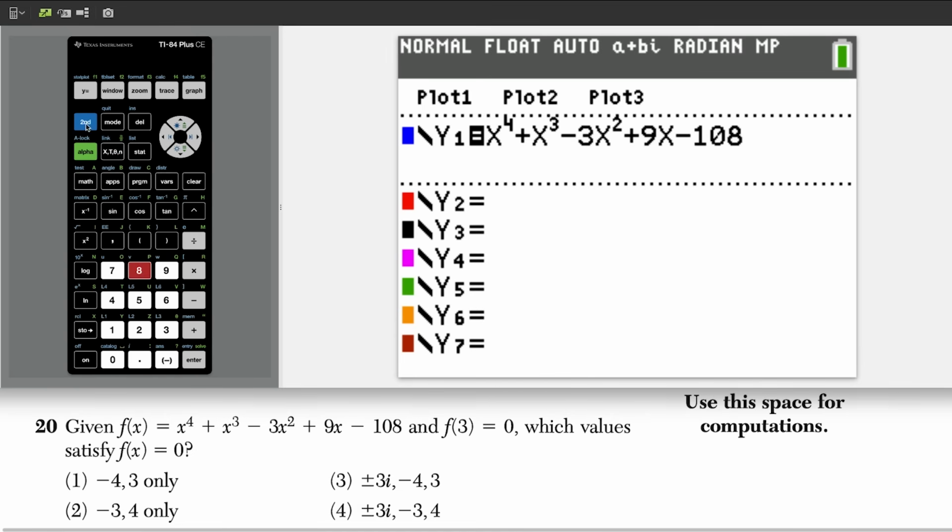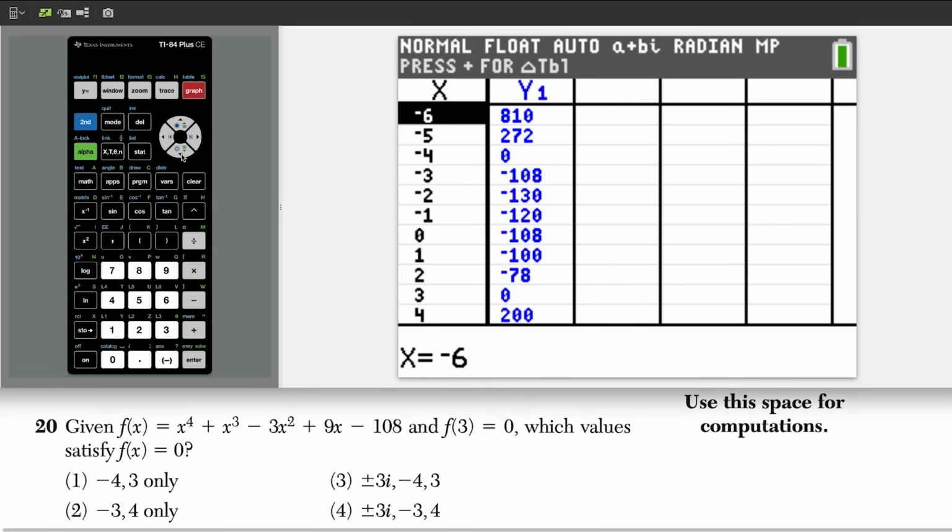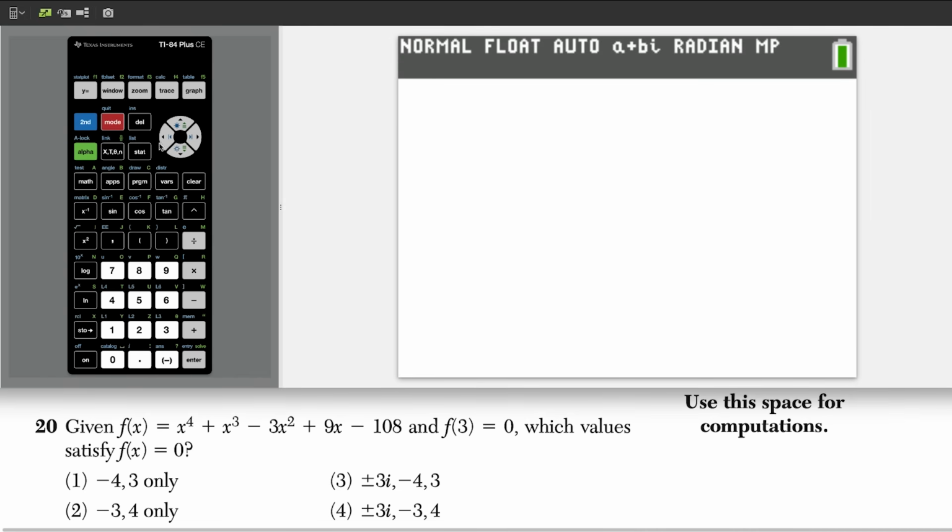And I'm going to go over to the table. We press second graph. And notice that when x is equal to 3, the function value here is 0. When x is equal to negative 4, we have another 0. So negative 4 and 3 are definitely part of the answer. But what about these potential imaginary roots? Well, for these, we could go back to the main screen.